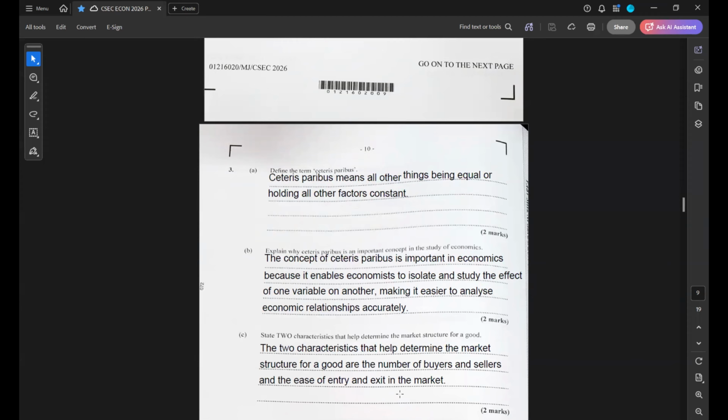Part C, state 2 characteristics that help determine the market structure for a good. The 2 characteristics that help determine the market structure for a good are the number of buyers and sellers and the ease of entry and exit in the market. Okay?